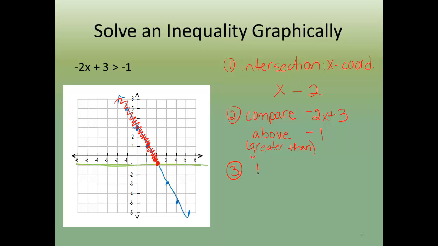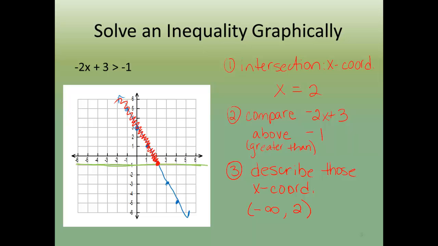Okay, so now what I need to do is I need to describe those x-coordinates that I just shaded, and they are from 2, and these numbers are going to the left. So I know my solution is negative infinity to 2.